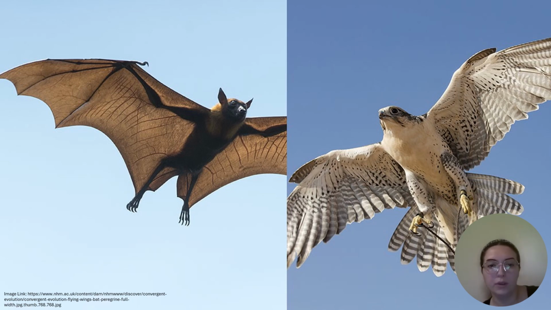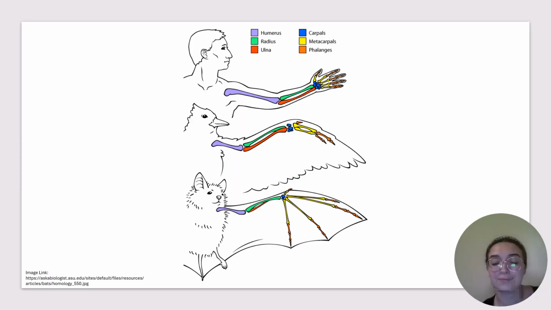So, you likely notice that both of these animals share similar looking wings and the ability to fly. Despite the physical similarities of their wings and the fact that they both evolved the ability to fly, bats and birds are quite different. A bat's wing is more like a human arm than a bird's wing. This is an example of today's video topic, convergent evolution, as it is a shared ability with independent origins.